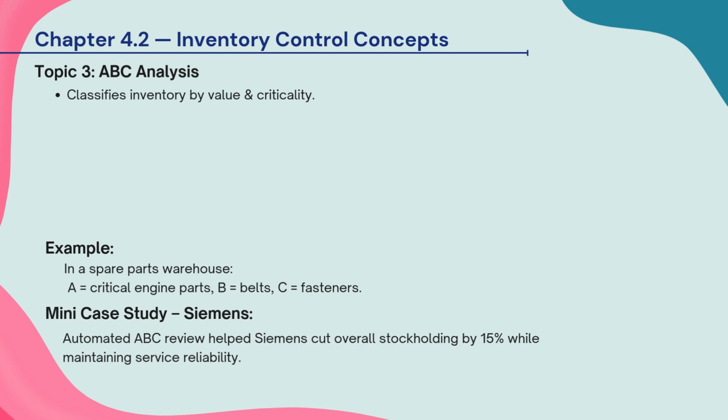ABC analysis is used to classify inventory based on value and importance. Category A items are few in number but high in value, so they need tight control and frequent monitoring. Category B items are medium value and need moderate control. Category C items are low value but high in quantity, so they are managed with simple controls and bulk ordering. For example, in a spare parts warehouse, engine parts are A, belts are B, and fasteners are C. Siemens used automated ABC analysis and reduced stock levels by 15% without affecting service levels.